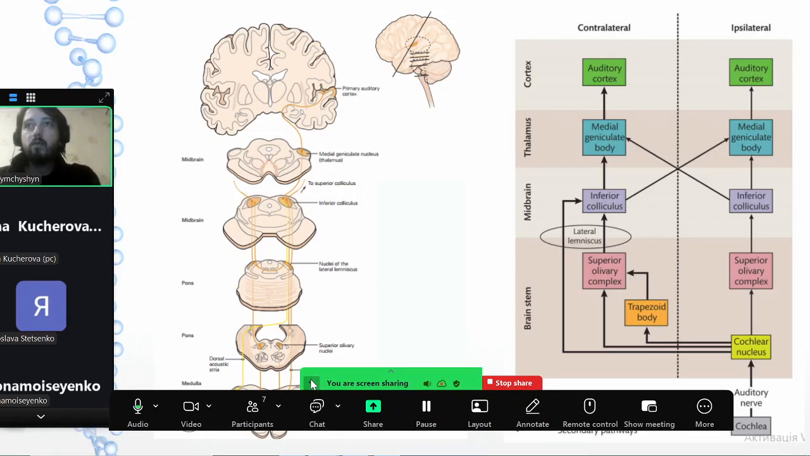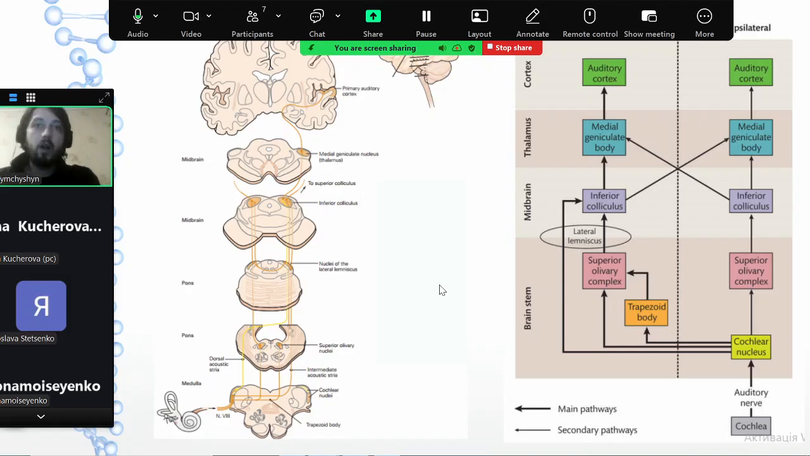Good. Here are pathways in the brain, so how that's happening. So we have considered the biochemistry and biomechanics of the inner ear, and now it's time to pass the signal to the brain. And here you see how that goes. So through the auditory nerve, that is part of the cranial nerve 8, it gets to the cochlear nucleus.